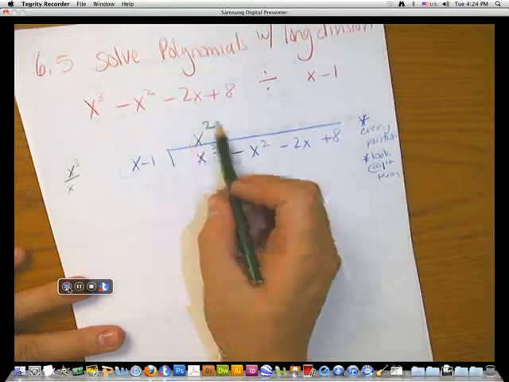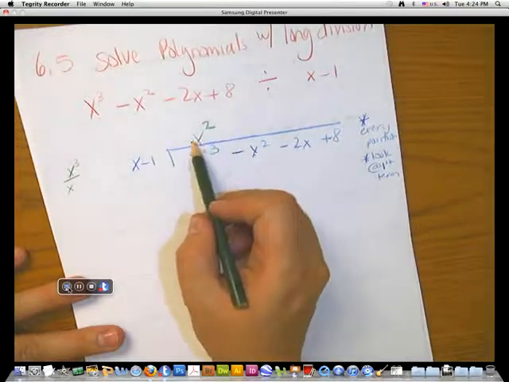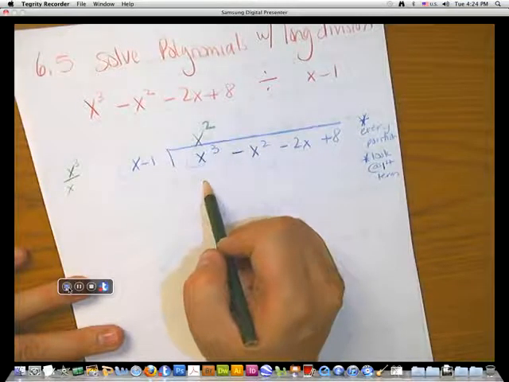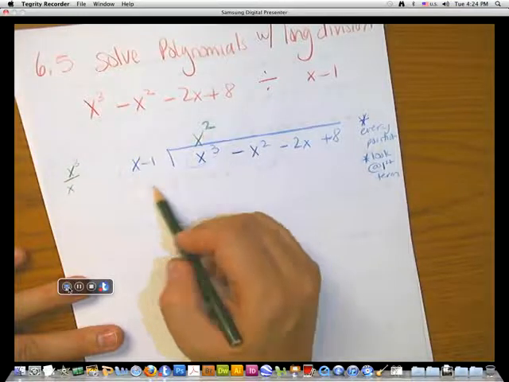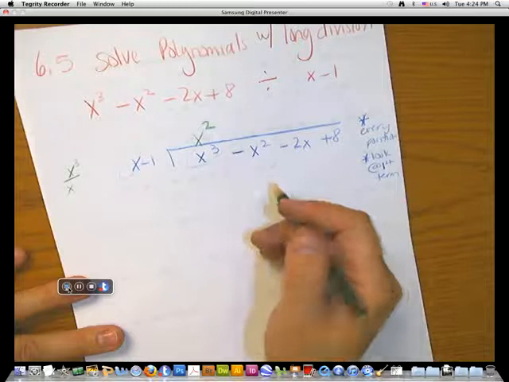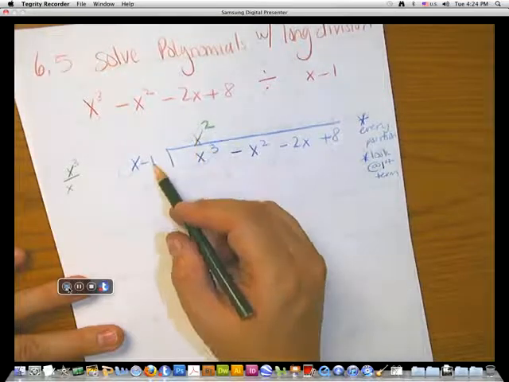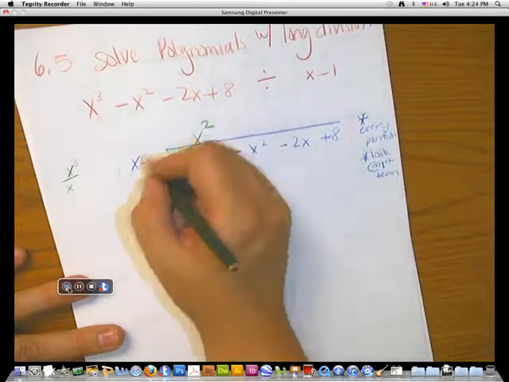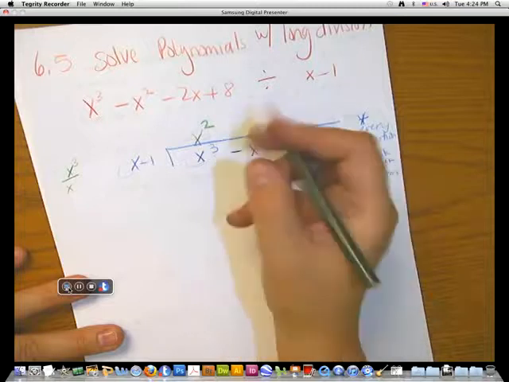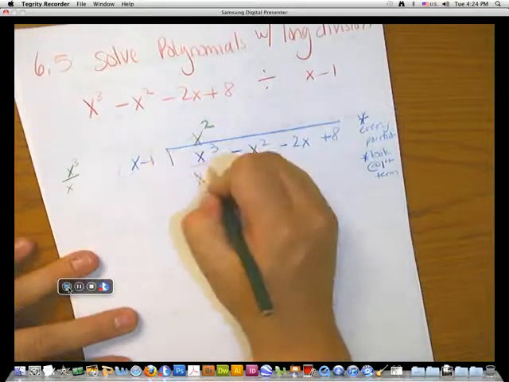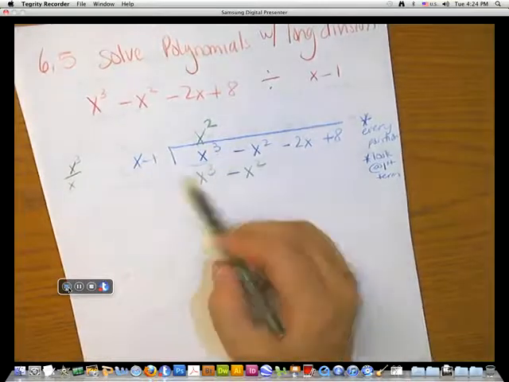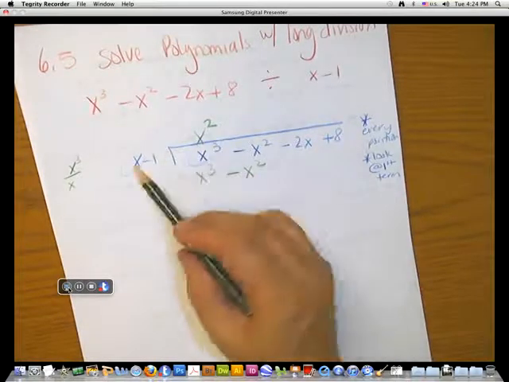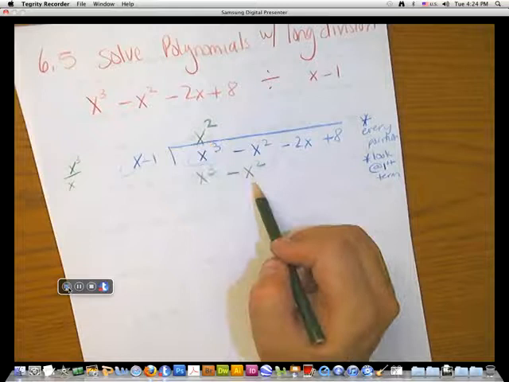Now that we know how many times it goes in, we have to multiply around. Just like in grade school with long division, whatever goes up here, you multiply it around and then subtract. Same idea, except when we multiply, you have to make sure that you are multiplying to everything. So this is x cubed minus x squared. So I distribute, and that's where these pieces come from, x cubed and x squared and 1.